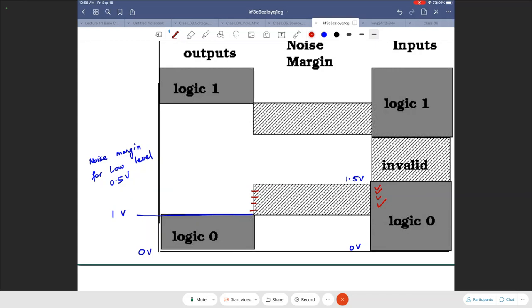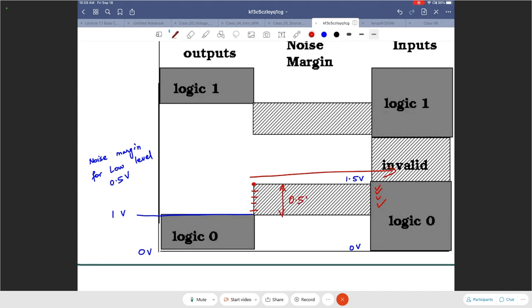But if I go to 0.5, I'm at the edge. And if I go even further, I will actually recognize that as invalid, right? So the second logic gate will see that as invalid. It is not going to recognize that properly, right? So the noise margin is going to be what?